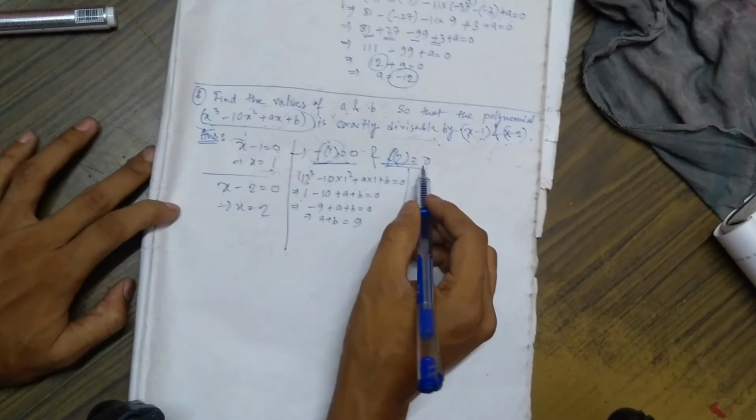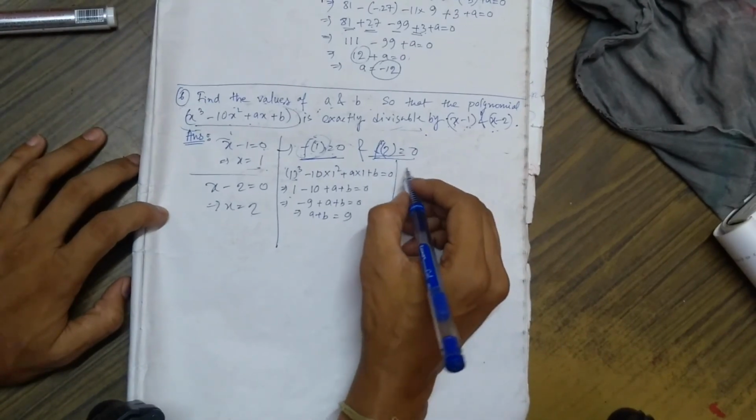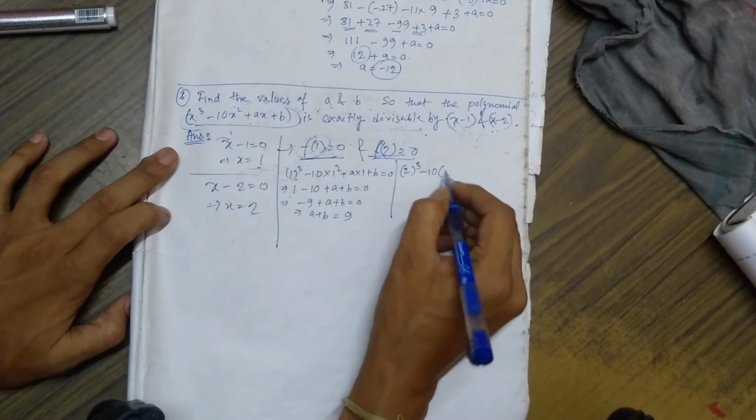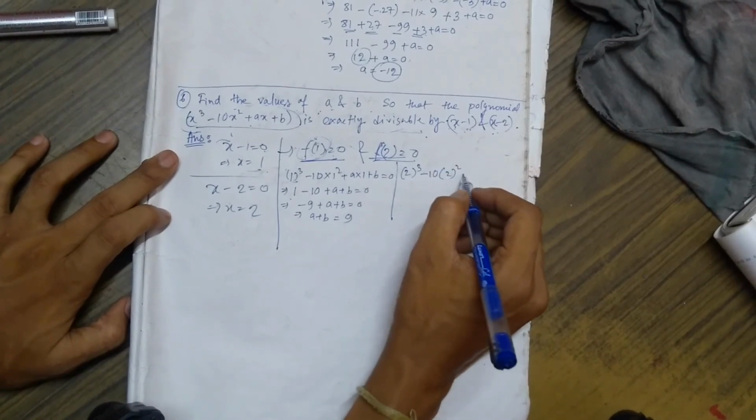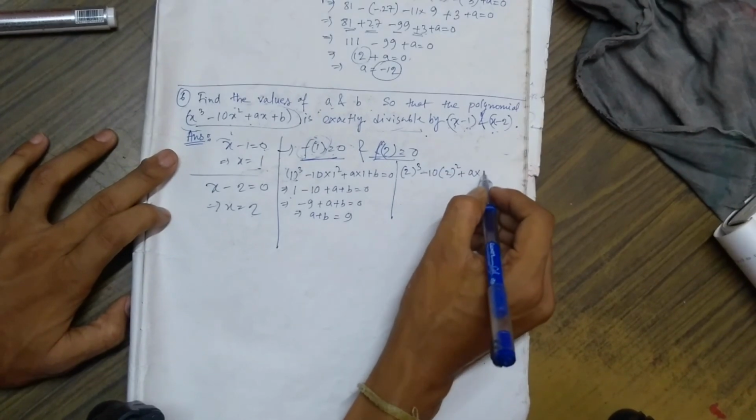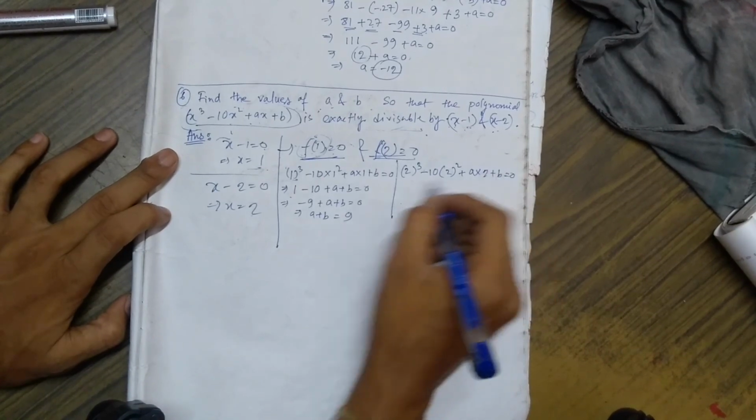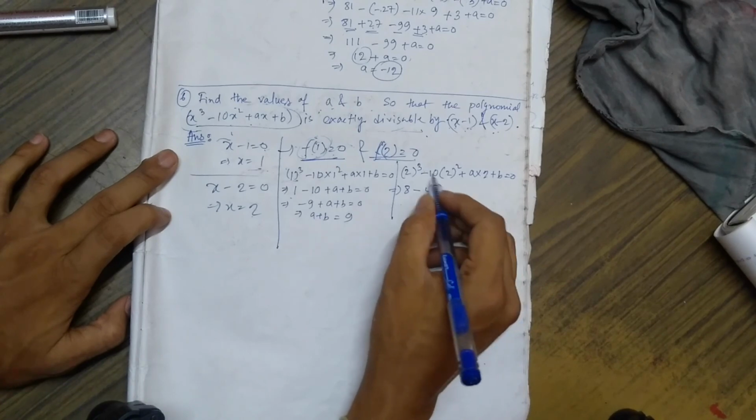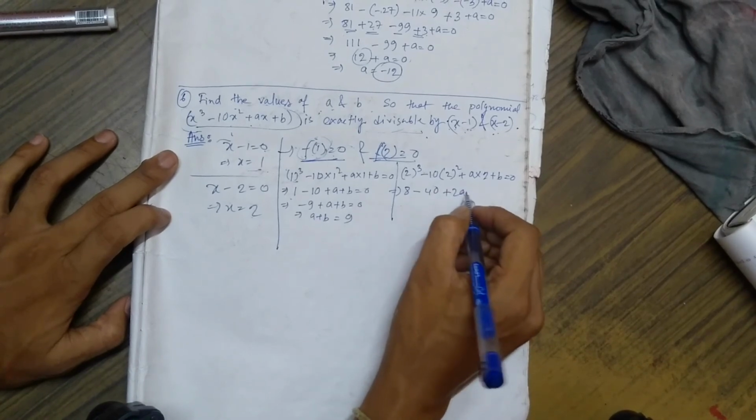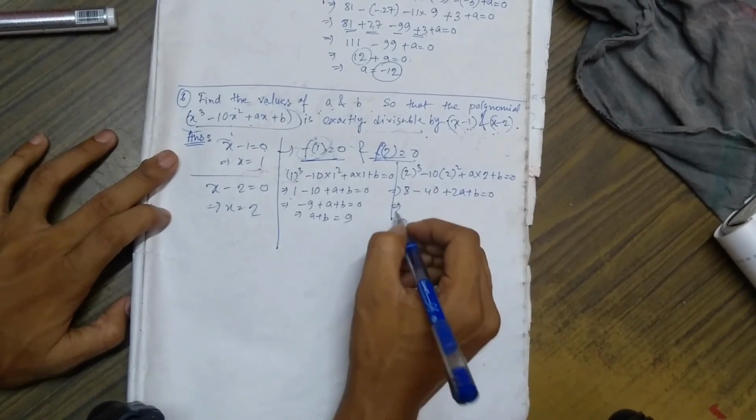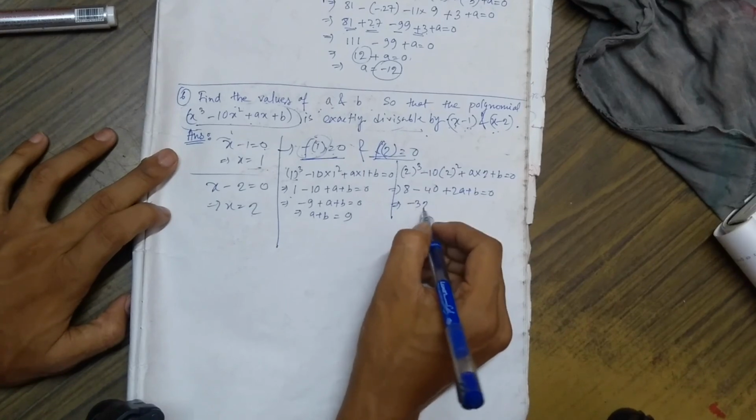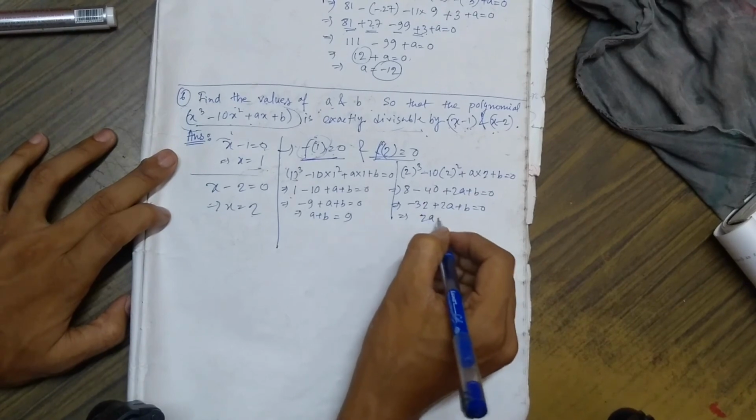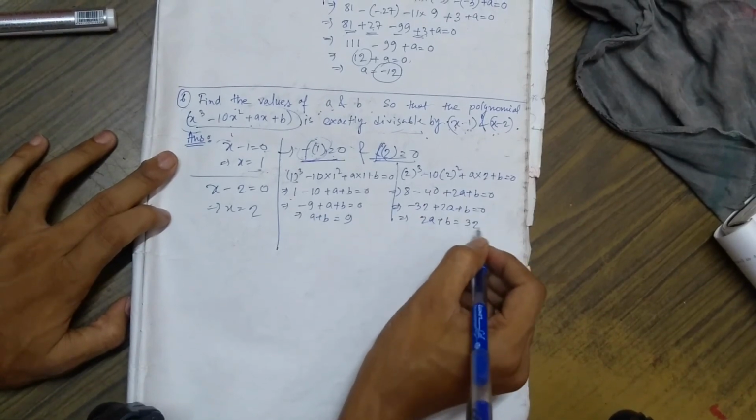And now if we consider this case, we get f of 2 means 2 whole cube minus 10 into 2 square. I am just putting the value of x equals 2 here. Okay, so 2 cube means 8, 2 square means 4, so 4 into 10 is 40, plus 2a plus b equals 0. Then 8 minus 40 means minus 32, plus 2a plus b equals 0. So 2a plus b equals 32, you got.